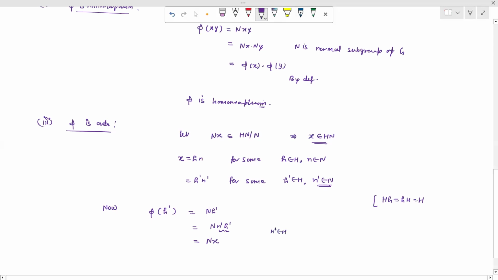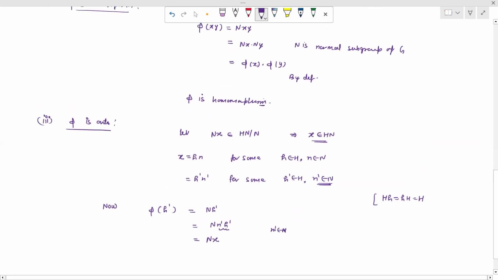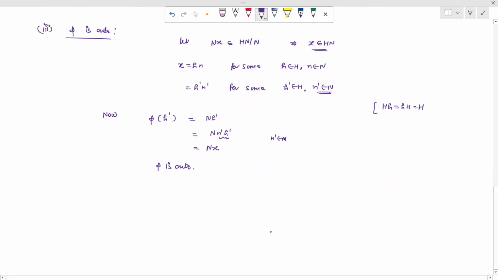Here we have n' belongs to N, so this is equal to N x. That means N x is the element which belongs to HN over N. So we can say that the function is onto. So phi is onto. Now we shall prove the fourth part.